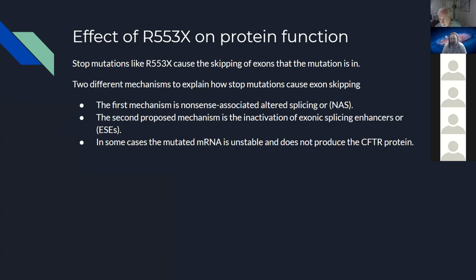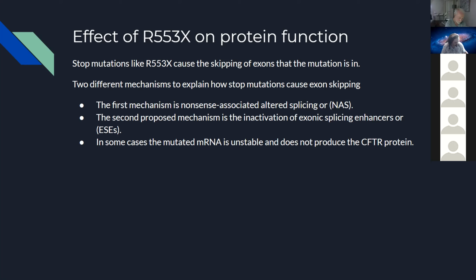Stop mutations like R553X cause the skipping of the exon that the mutation is in. There are two different mechanisms that have been proposed to explain how stop mutations cause exon skipping more often than other types of mutations. The first mechanism is known as nonsense-associated altered splicing, or NAS. This could involve a scanning process that monitors the open reading frame for PTCs, or premature termination codons, before splicing occurs, promoting skipping of the exon in which the PTC is located.